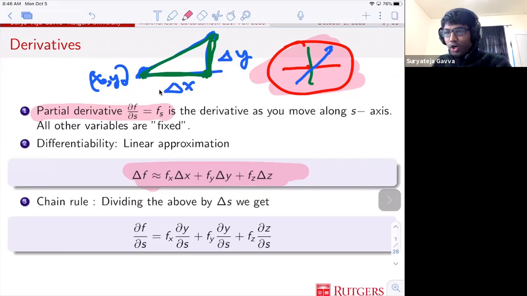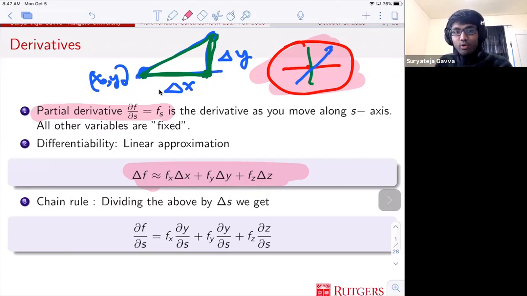So how do I get the change in f? By doing something like this: fx delta x plus fy delta y plus fz delta z. Is this clear for everyone? Most of today's section will depend on this formula essentially.